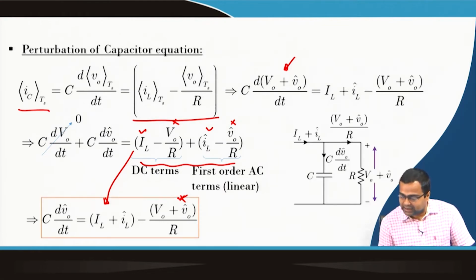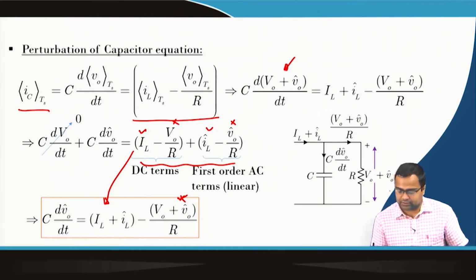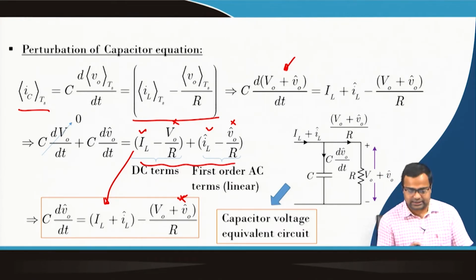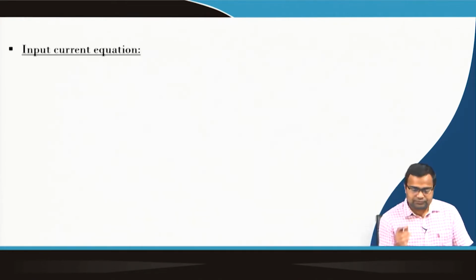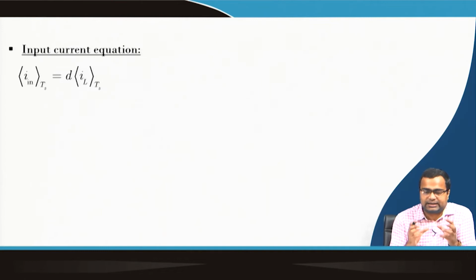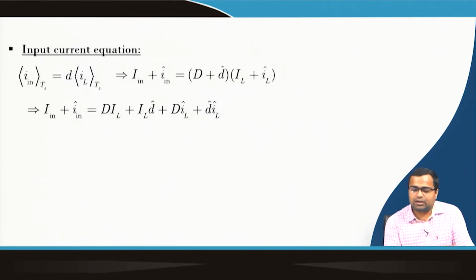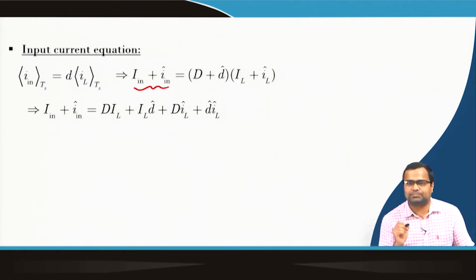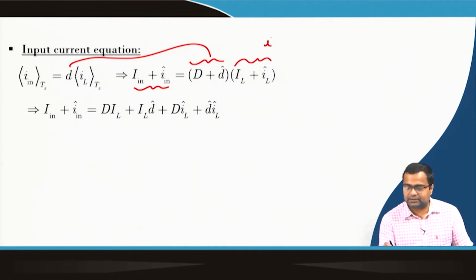Then we can write down the equation of the capacitor voltage, and we can obtain the equivalent circuit, and this is a capacitor voltage equivalent circuit. Now, input current also you can write. We know what is the input current. The average input current is nothing but D into average inductor current. So, if we write down, the average quantity can be replaced by their steady state quantity plus perturbation quantity, and this D can be written as this term, and the average inductor current here is nothing but IL average.